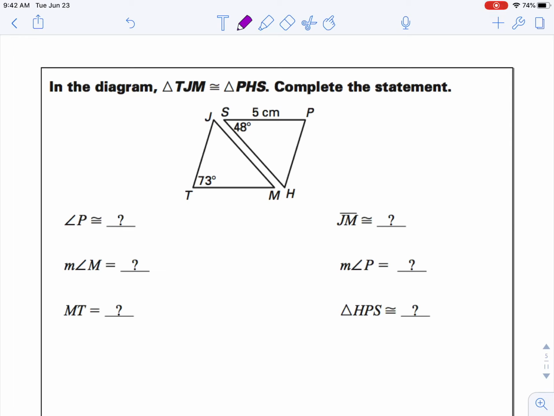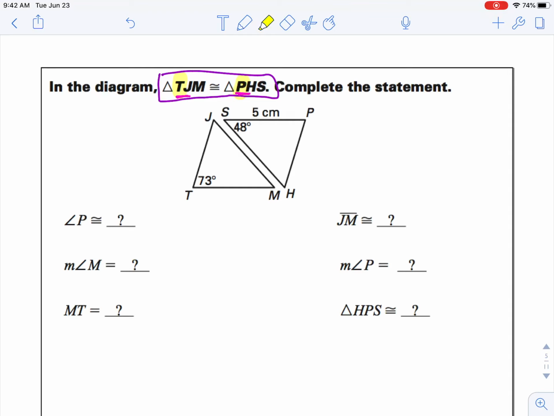It says triangle TJM is congruent to PHS. So this is a very powerful statement because what it tells you, even without looking at the triangles, it tells you that angle P and angle H are the ones that are corresponding and congruent. And it tells you that side TJ and side PH will be corresponding and congruent. So keep those things in mind from the statement.